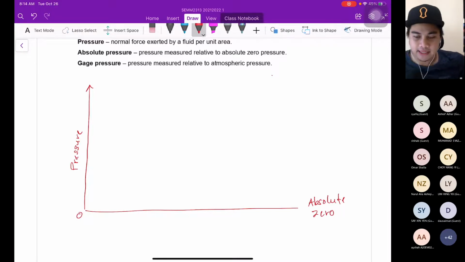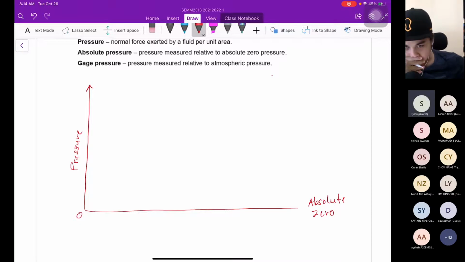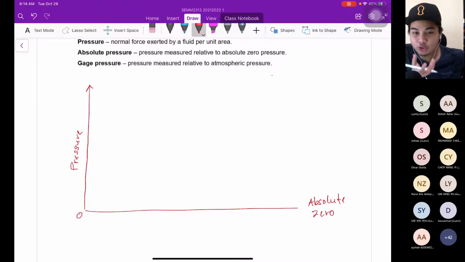So what does it mean in terms of the molecules? What happens to the particles? No kinetic energy. They are not moving, it is static. The particles around us, the particles in the fluid, are static, not moving. So it is considered as absolute zero.